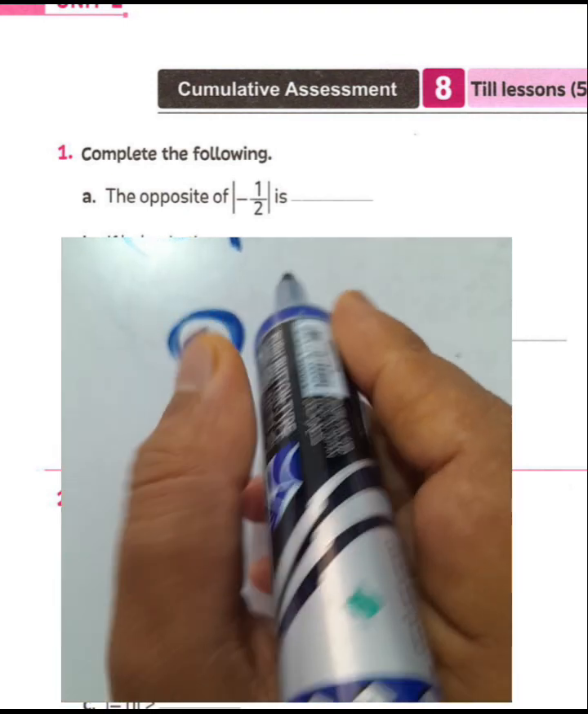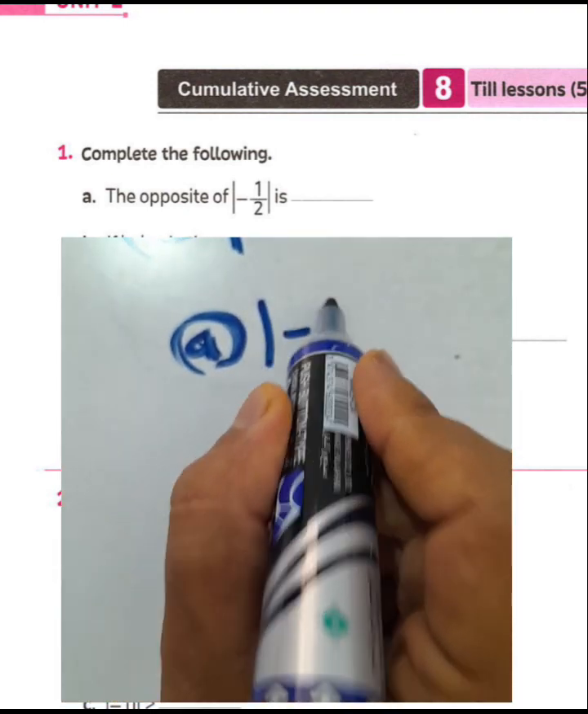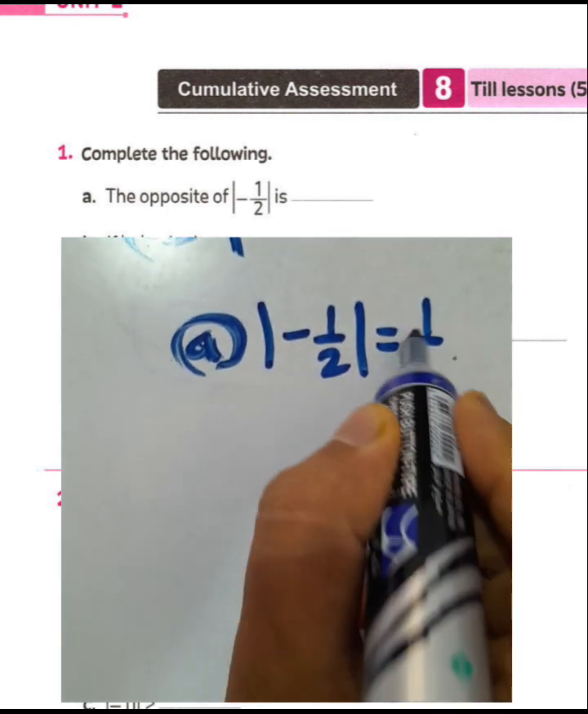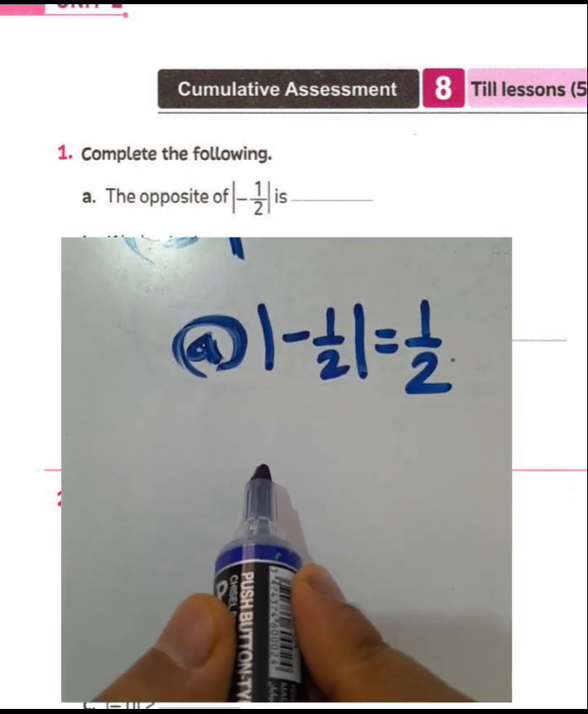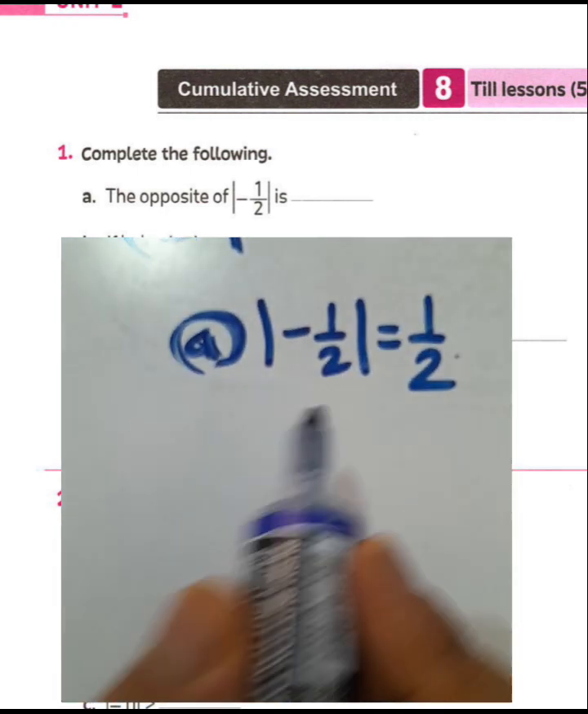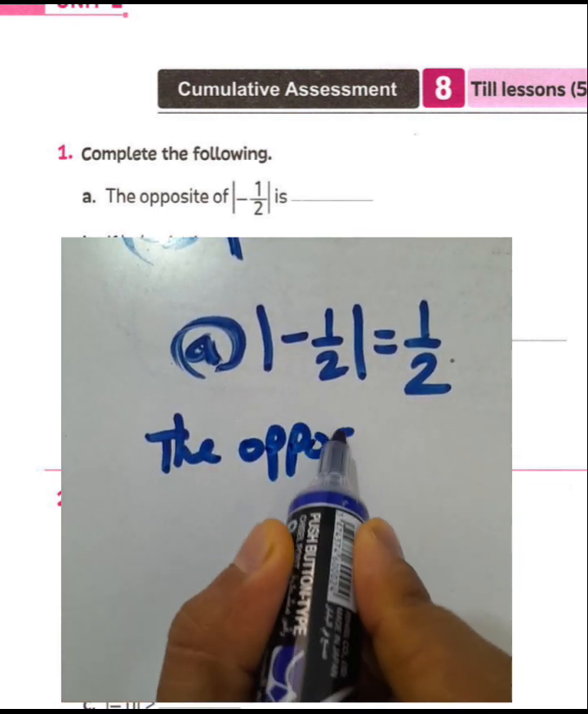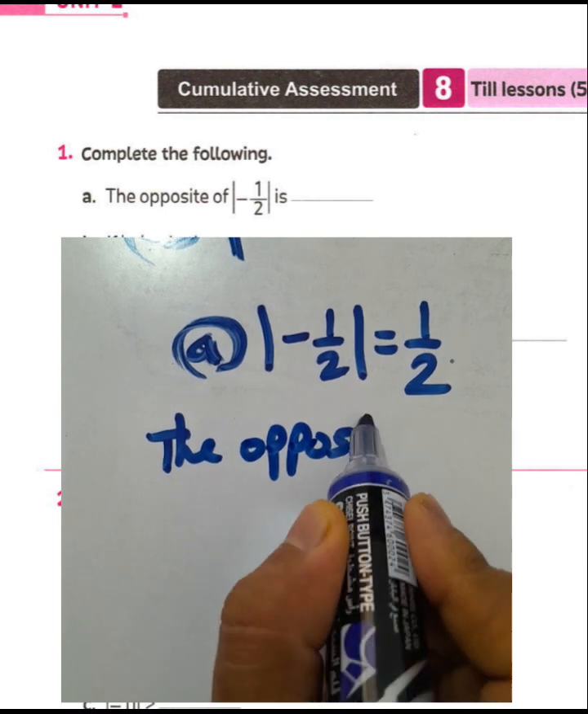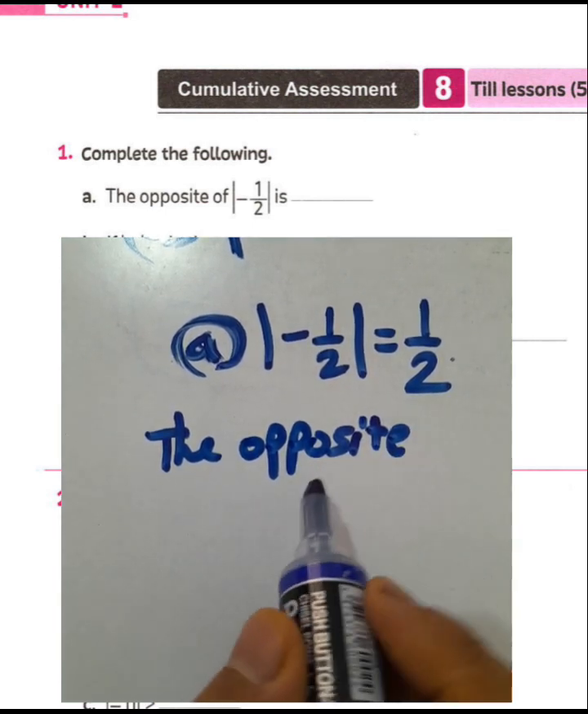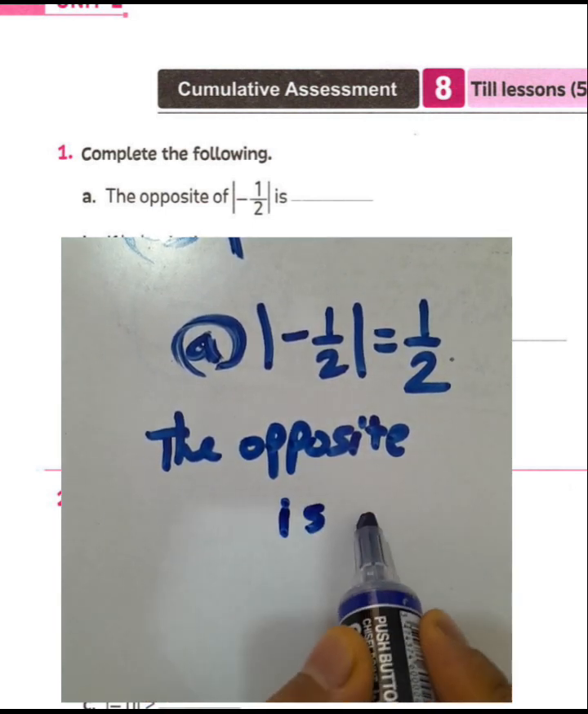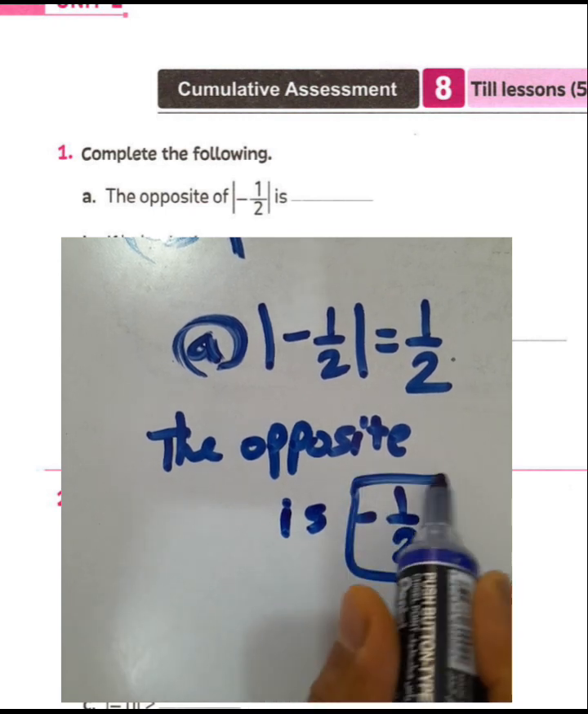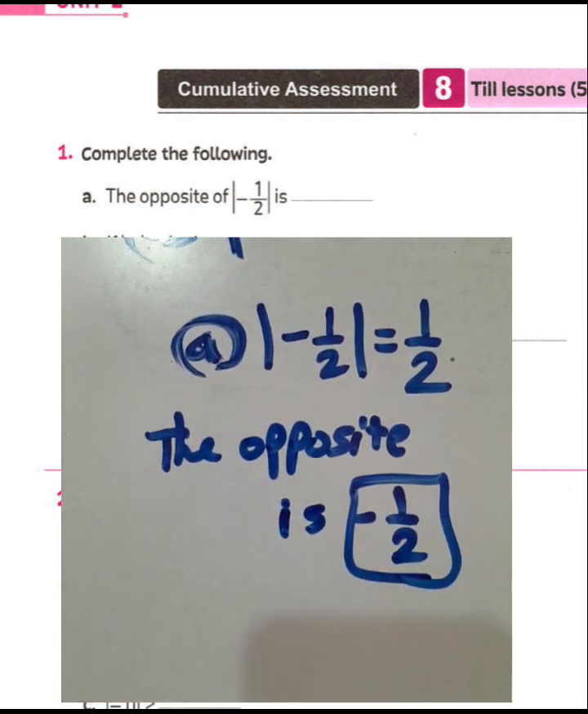Look here. The absolute value of negative half will be half. Then the opposite of this number will be negative half. We can write the opposite. It will be negative half. The result for question letter A will be negative half.